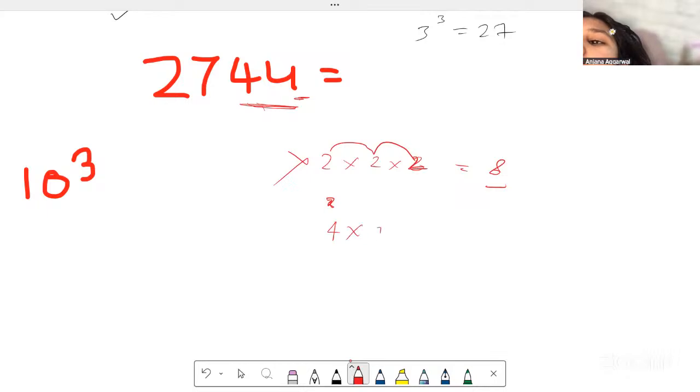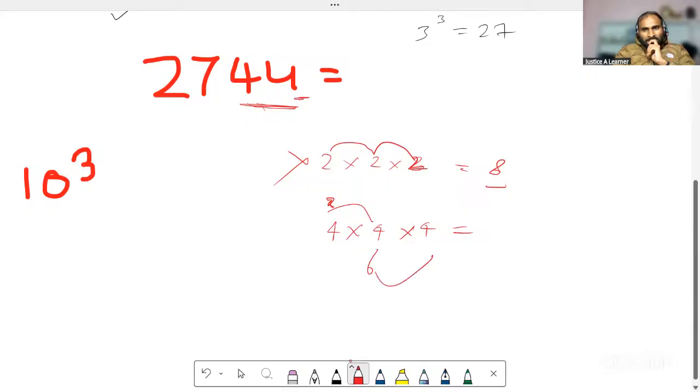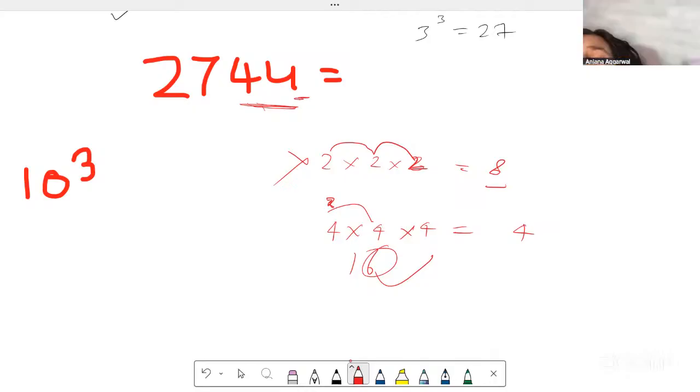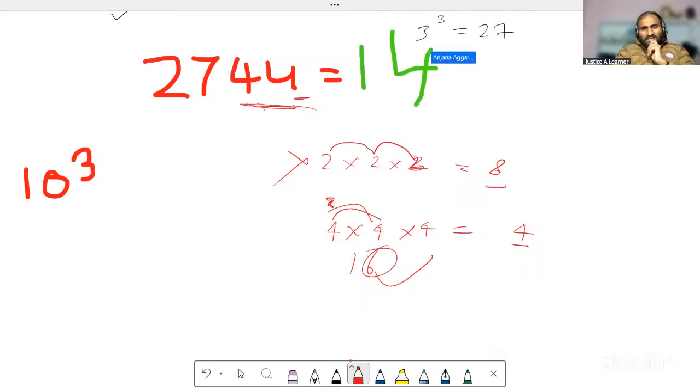But 44 isn't a cube number. 4 fours are 16, and 6 fours are... No, 4 times 4 is not 6, it's 16. I'm just taking the unit digit. Then 6 times 4 is 24. Yeah, so even this is matching. Like 4 fours are 16, and 16 fours are 64. So even at the end, we are getting the unit digit that is 4.